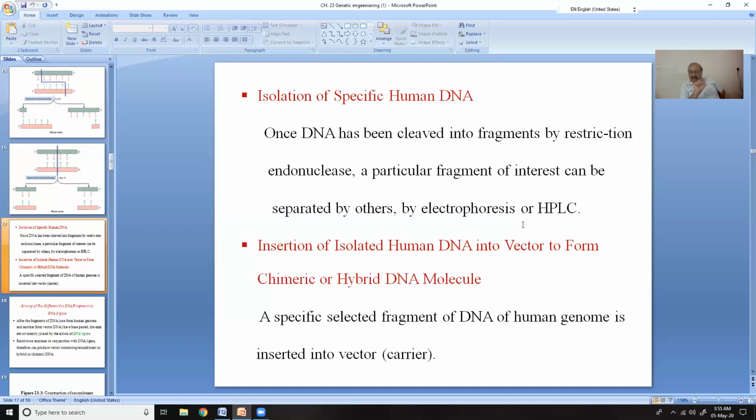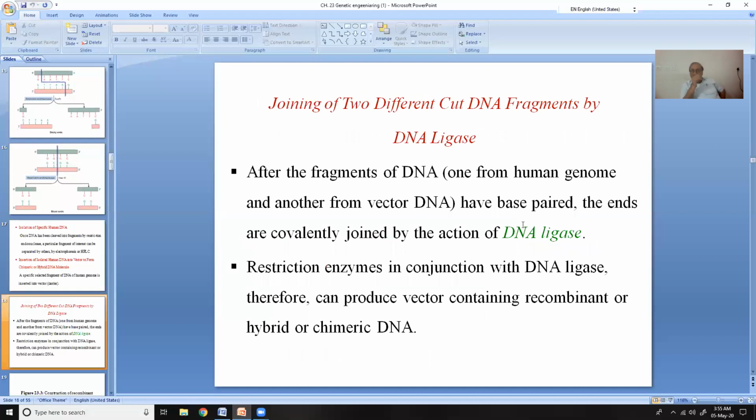The vector is a carrier. A specific fragment of DNA is known as the target sequence, a specific target sequence of DNA of the human genome. The genome is the complete DNA of your human body. A specific selected fragment of DNA of the human genome is inserted into the vector, that is the carrier. Now it is the joining of two different cut DNA fragments by DNA ligase.